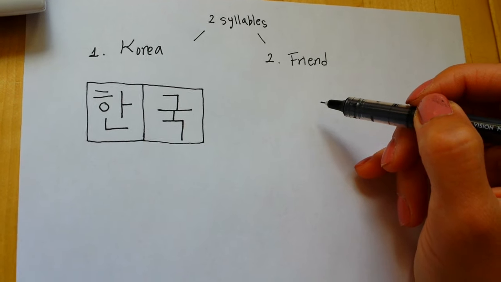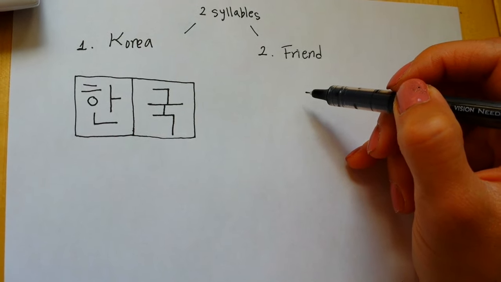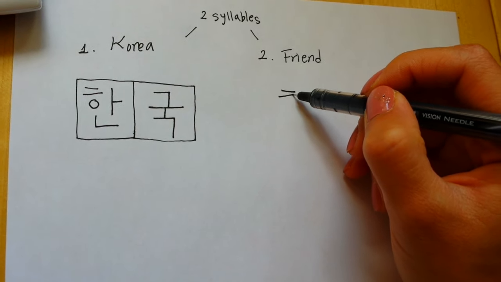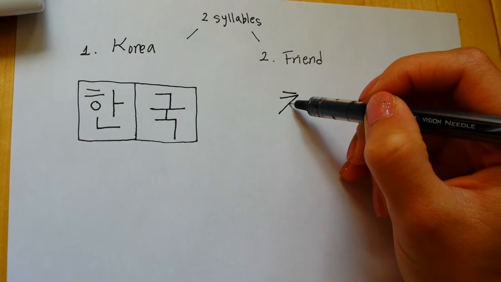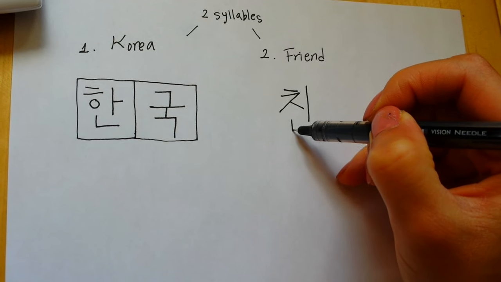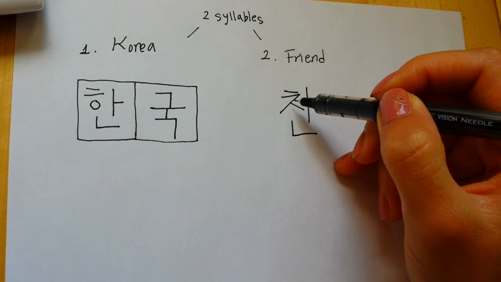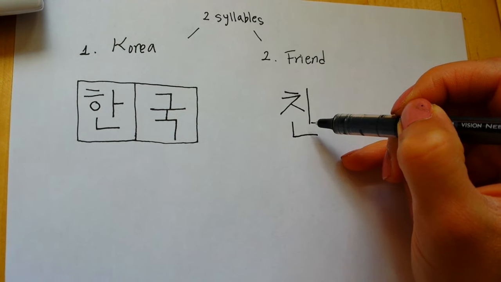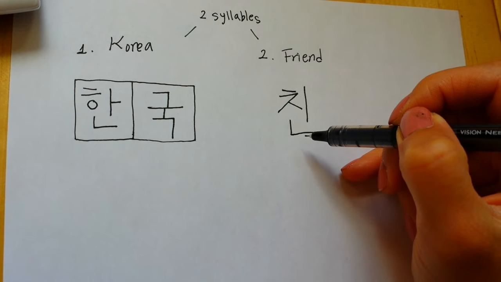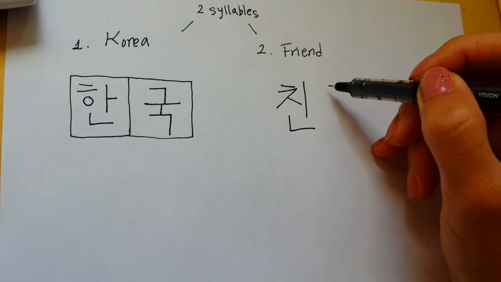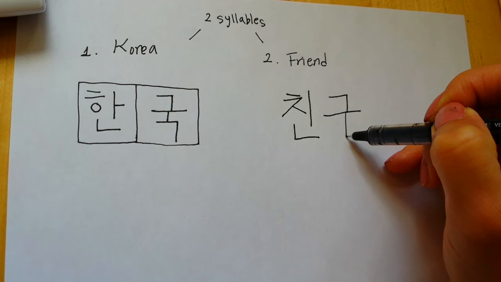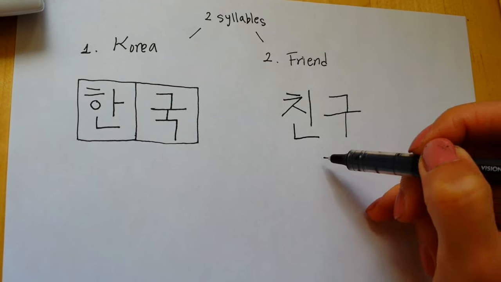Friend. 친구. The first syllable is 친. CH. Left to right, down, left to right, top to bottom, left to right. First consonant, vowel. This vowel is positioned to the side, and the last consonant goes underneath of everything. 구. So two syllables.